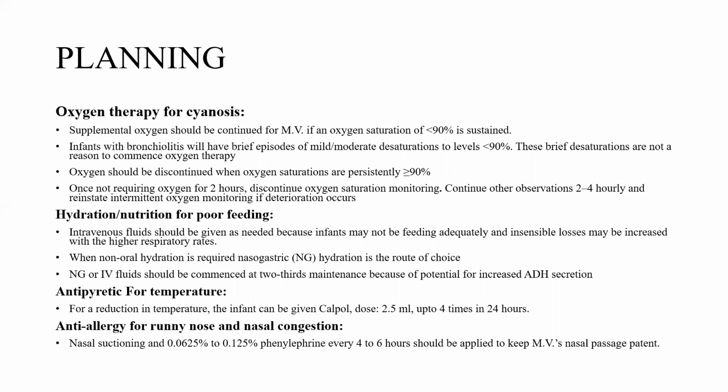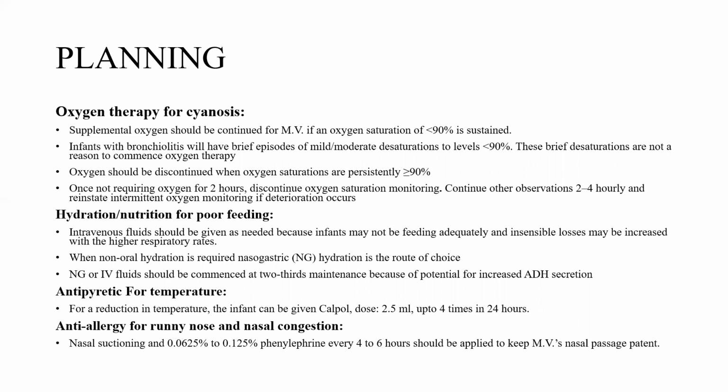For poor feeding, we're going to help give nutrition and hydration to the infant via intravenous fluids. And when non-oral hydration is required, nasogastric hydration is the route of choice. It should be kept in mind that nasogastric and IV fluids should be commenced at 2/3 maintenance because of potential for increased ADH secretion. So for temperature, we're going to give the infant an antipyretic, preferably called POL.